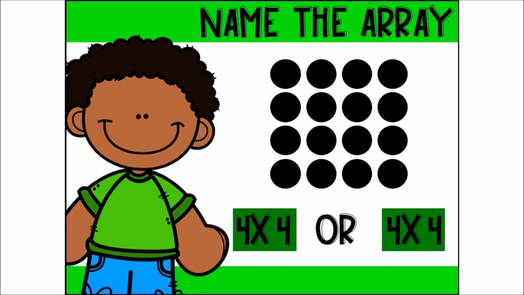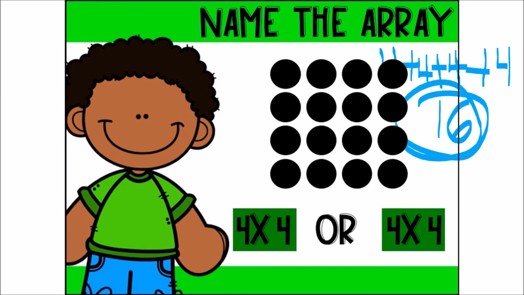Now let's make a repeated addition sentence for this array. Please write that on your paper. A repeated addition sentence for this array would look like this: 4 plus 4 plus 4 plus 4. 4 plus 4 plus 4 plus 4 equals 16 when I'm counting by fours. Good job if you were writing along with me.